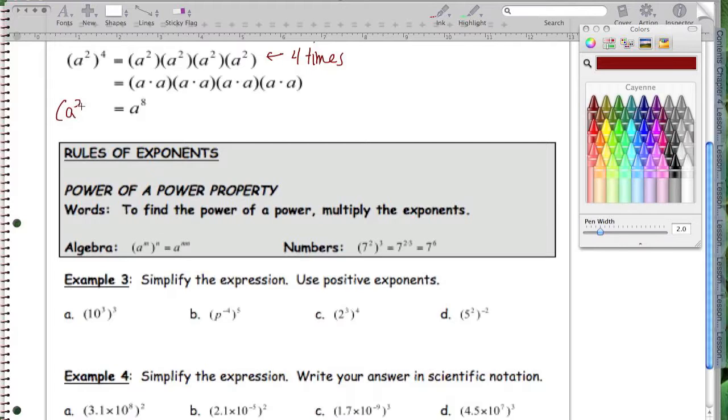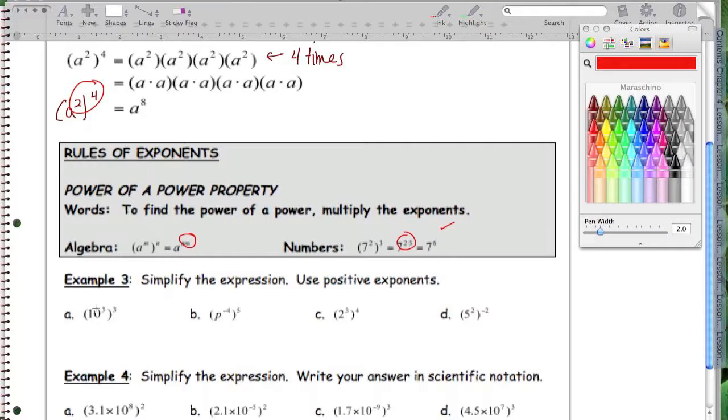So looking back at our original, we can see that the relationship between these is that you're just multiplying 2 times 4 to get 8. Okay? So let's take a look here. That's what this says. Power of a power property. To find the power of a power, multiply the exponents. So a to the m all raised to the n is really just a to the mn. 7 squared to the 3rd is really 2 times 3, so 7 to the 6th.